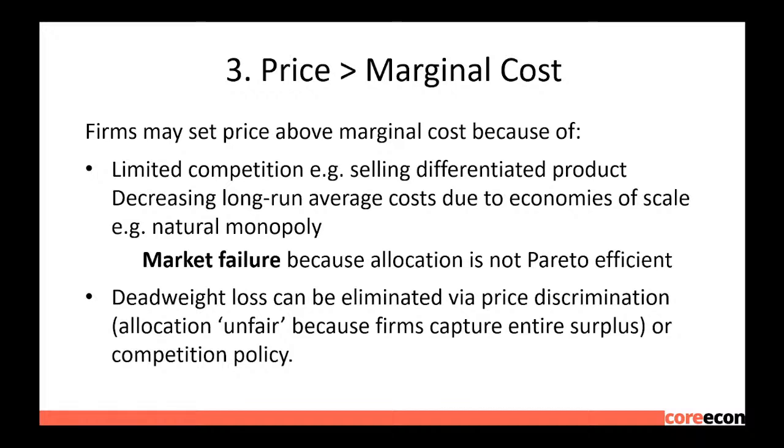Let's go on. Price versus marginal cost, right? We have said that in situations of perfectly functioning markets and competitiveness, pricing equals marginal cost. But firms may set price above marginal cost in situations of frictions. That could be due to limited competition, for instance, selling differentiated products, decreasing long-run average cost due to economies of scale. That's very much important for environmental problems and environmental economics and resource economics in general, because it is a situation of natural monopoly.